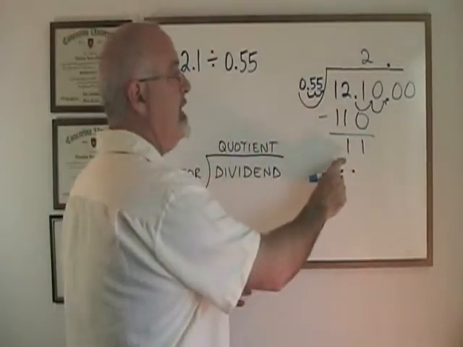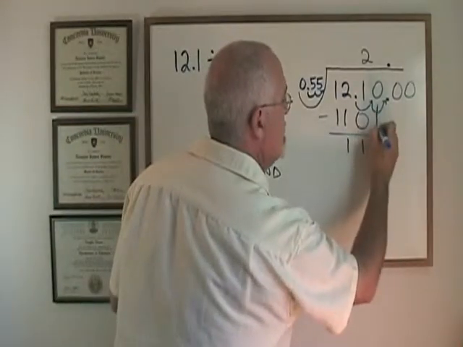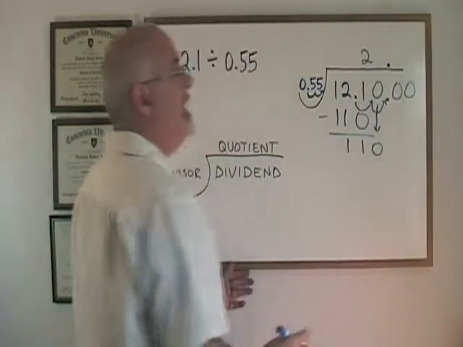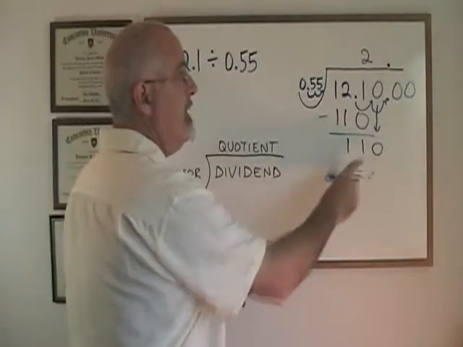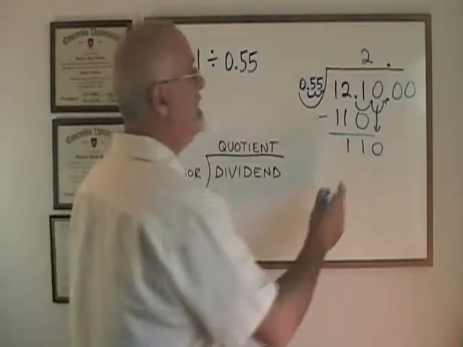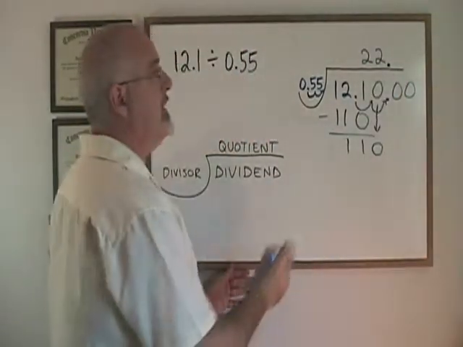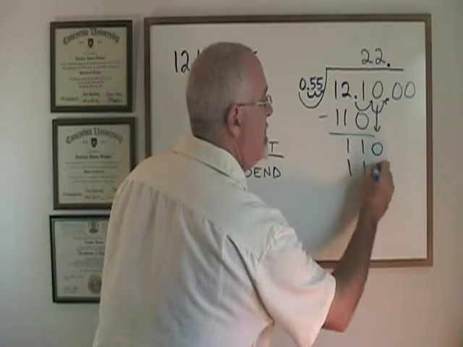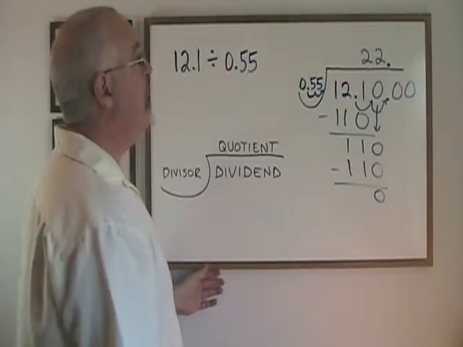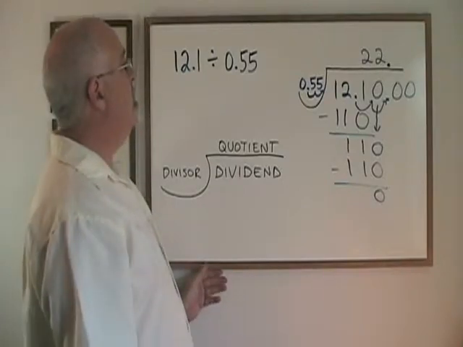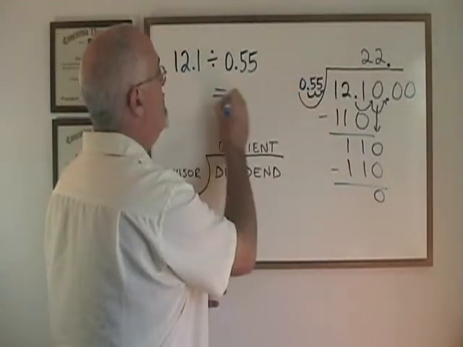Does 55 fit into 11? No. I'm going to have to slide one of these zeros down and turn my 11 into 110. Does 55 fit into 110? Yes, twice exactly. So right here above that 0, I put a 2. 2 times 55 is 110. I subtract, and I get 0, so I know I am finished. This means the answer to 12.1 divided by 0.55 is equal to 22.